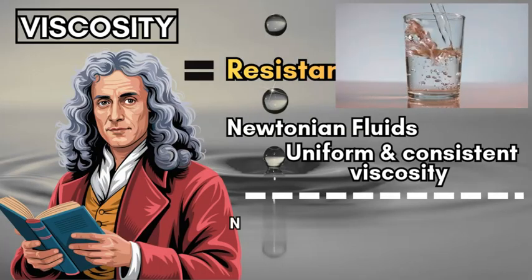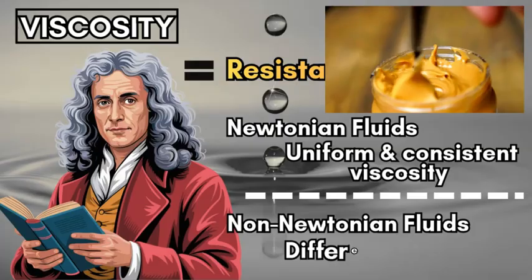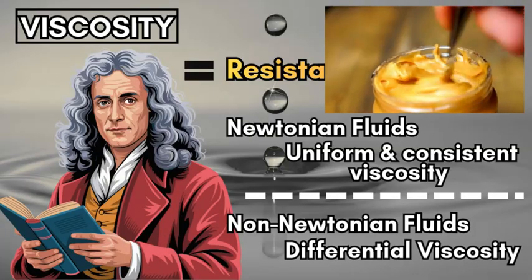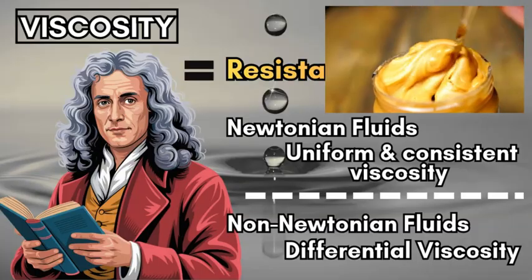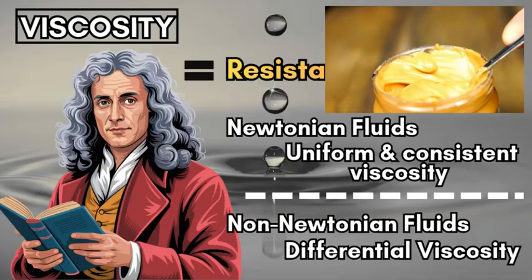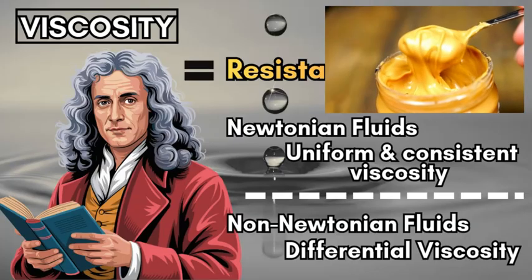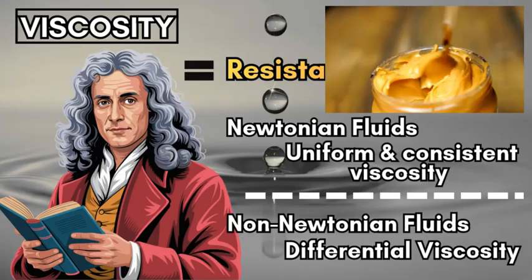Whereas a non-Newtonian fluid would be like peanut butter, where different parts of the peanut butter, the substance can move and other parts cannot. So there is differential viscosity or different amounts of viscosity within that one single substance. So peanut butter is a great example.